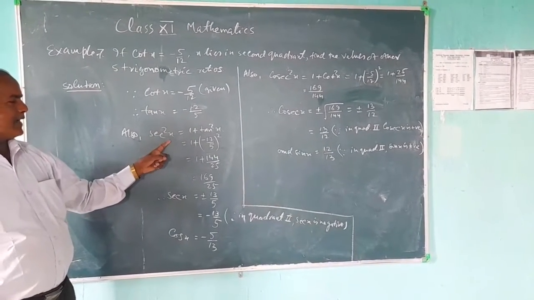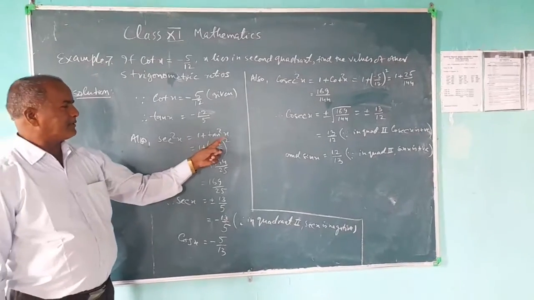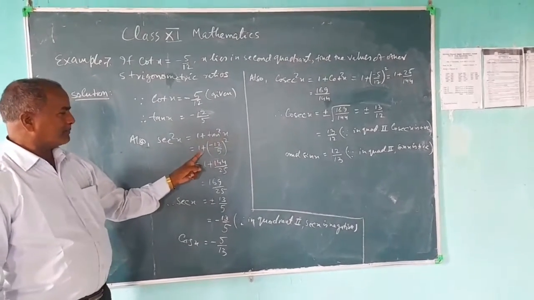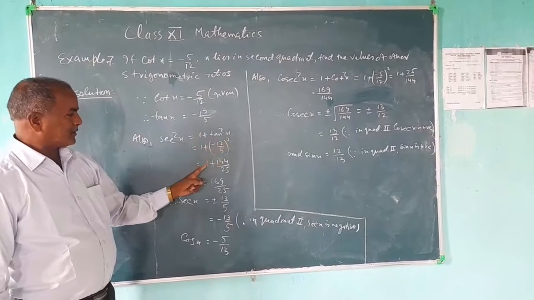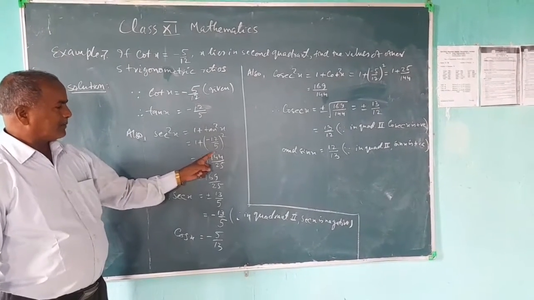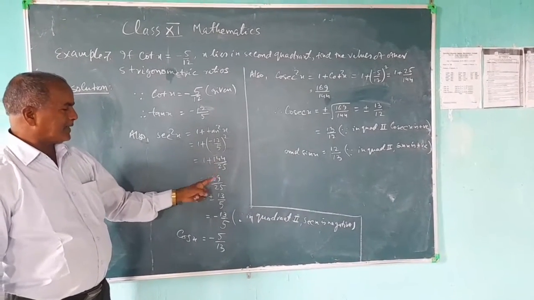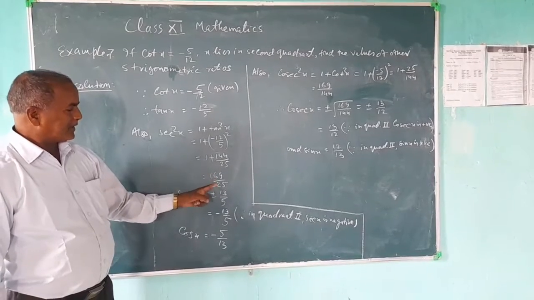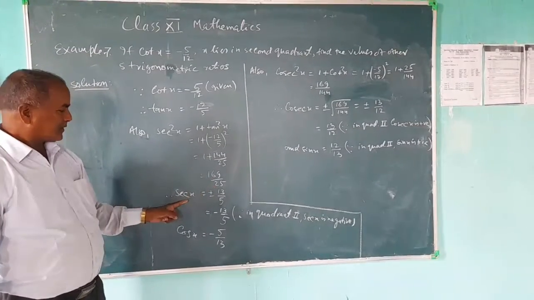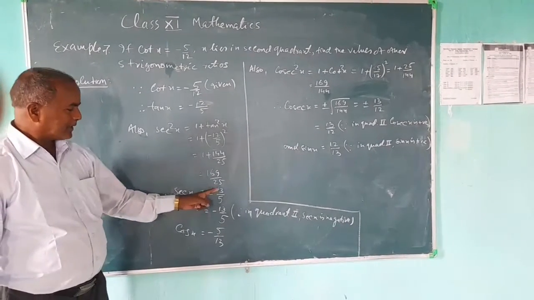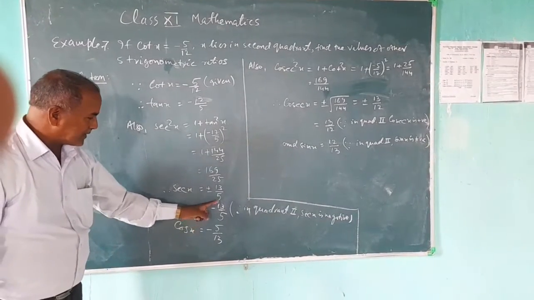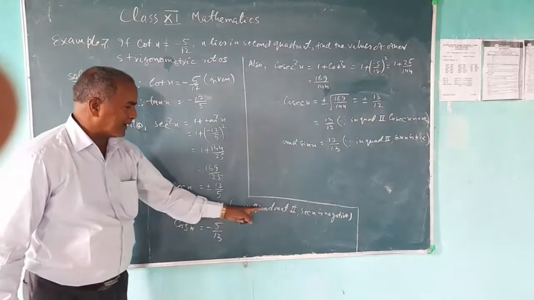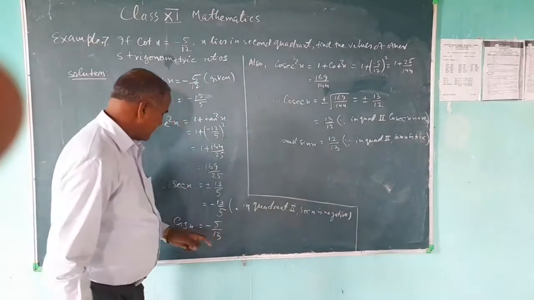Also sec square x is equal to 1 plus tan square x. So this is equal to 1 plus minus 12 by 5 whole square. So this is equal to 1 plus 144 by 25. By adding this we get 169 by 25. So sec x is equal to plus minus 13 by 5. So this is equal to minus 13 by 5, because in quadrant 2 sec x is negative.